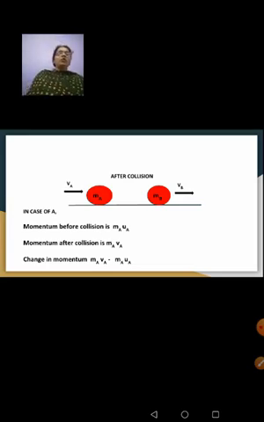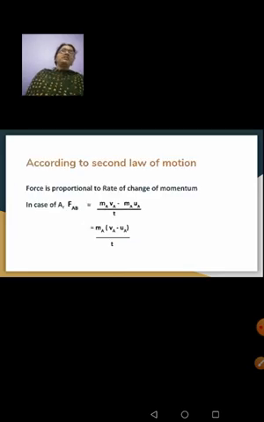Now, when you apply the second law of motion, what does it tell you? Force applied is directly proportional to the rate of change of momentum. So the force applied by A on B will be equal to the rate of change of momentum shown in the case of A, that is (MAVA minus MAUA) upon T. Taking MA as the common term outside, we get MA into (VA minus UA) within the bracket, upon time.